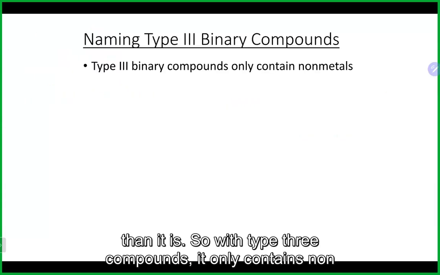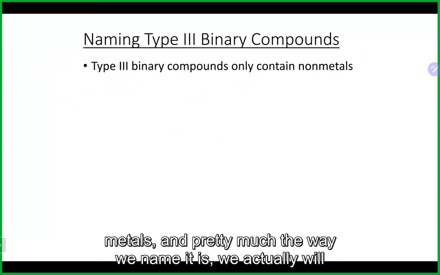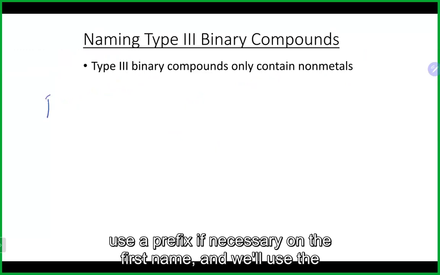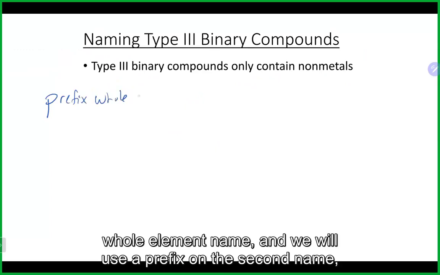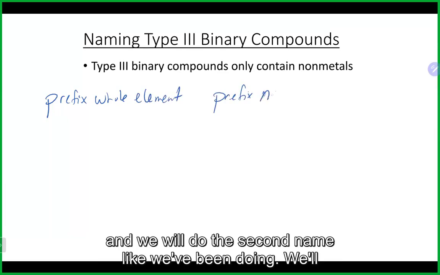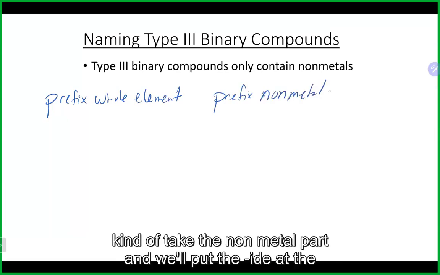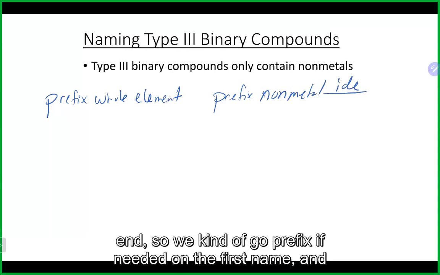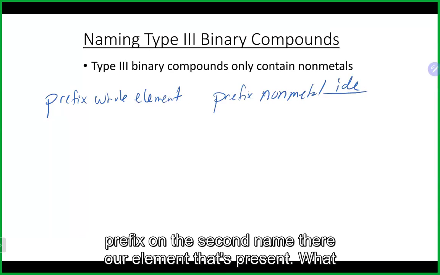So with type 3 compounds, it only contains nonmetals, and pretty much the way we name it is we will use a prefix, if necessary, on the first name, and we'll use the whole element name. And we will use a prefix on the second name, and we will do the second name like we've been doing. We'll take the nonmetal part, and we'll put the IDE at the end. So we go prefix, if needed, on the first name, and prefix on the second name, for the element that's present. What are our prefixes?